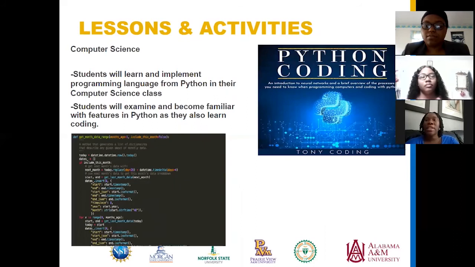The lessons and activities that we'll be utilizing in computer science is to allow the students to learn and implement programming language from Python in their computer science class. Students will examine and become familiar with features in Python as they also learn about coding.